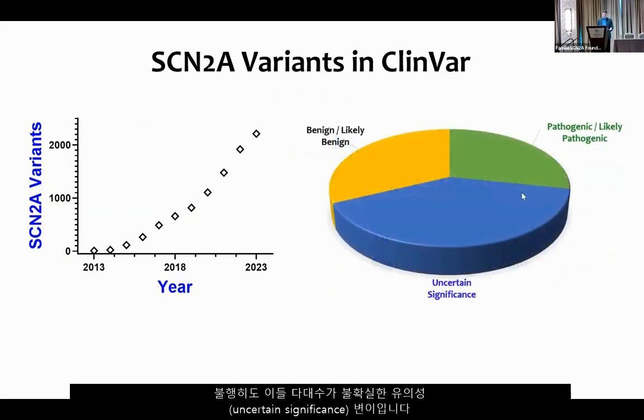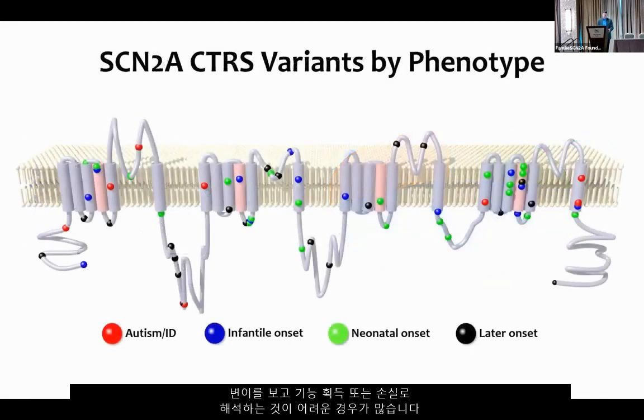Unfortunately, the large majority of those variants are of uncertain significance. We don't know how to interpret them. Are they even the cause of the disease? And certainly, it's difficult to look at them and interpret them as gain or loss of function in many cases.